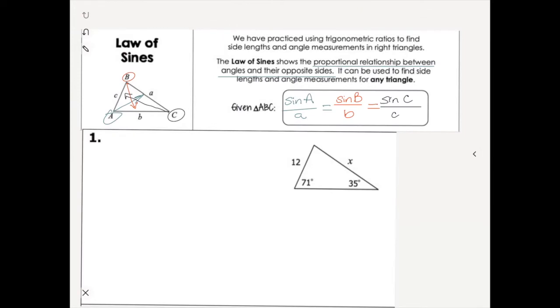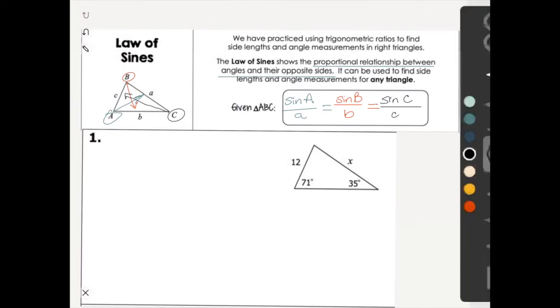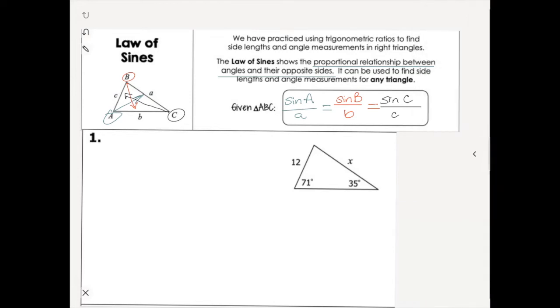So if we're looking at this first example, we have two angles. We have 71 degrees and we have 35 degrees. This 71 degree, the side opposite this one is x, and the side opposite this 35 is 12. So we're going to say the sine of 71 over x is equal to the sine of 35 over 12.